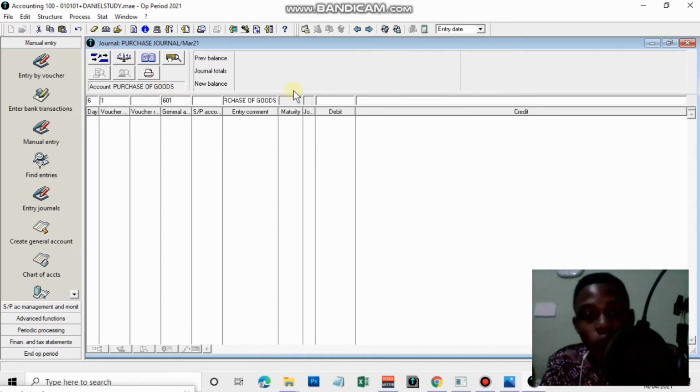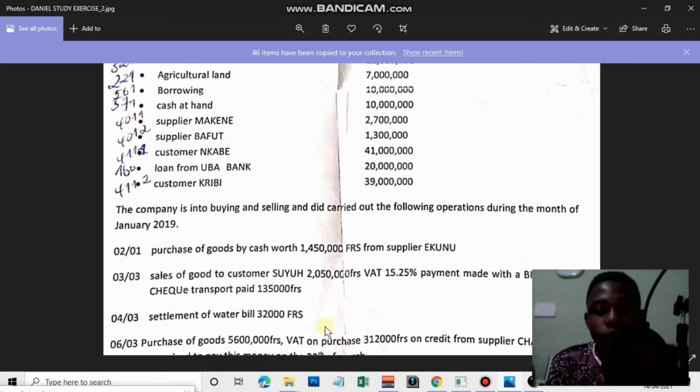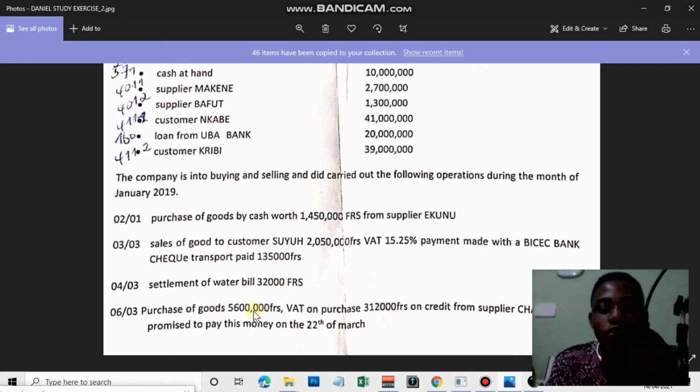Now when you put the purchase of goods, it's because we're actually receiving goods. When we're receiving goods, we're debiting it, and when goods are going out, we're going to credit them. So here, since we're receiving goods, we're going to debit it. So let's look at the amount that we need to debit. The amount here is 5,600,000.